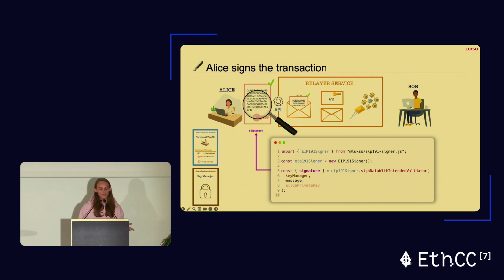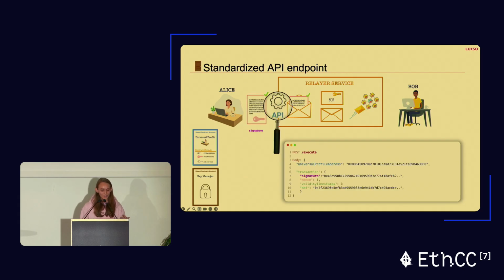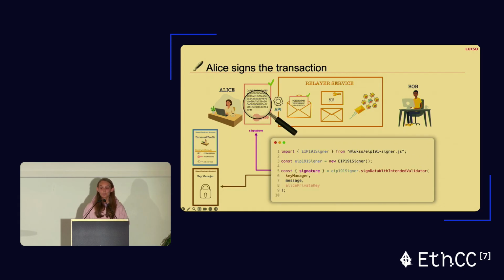Then let's have a look at how Alice signs the transaction. Well, for this, she's using the library EIP191 signer. That is a library I created when I arrived at LUKSO, which allows you to sign any EIP191 messages. And she uses the function sign data with intended validator, passing as parameters her key manager address, the message, and her private key. This outputs the signature, which can be seen as something like, I am this user and I want to perform this action on the blockchain.